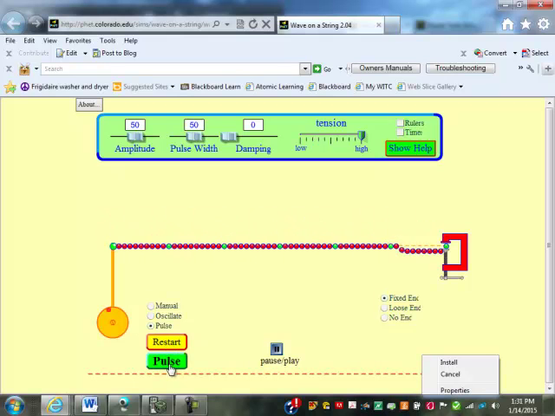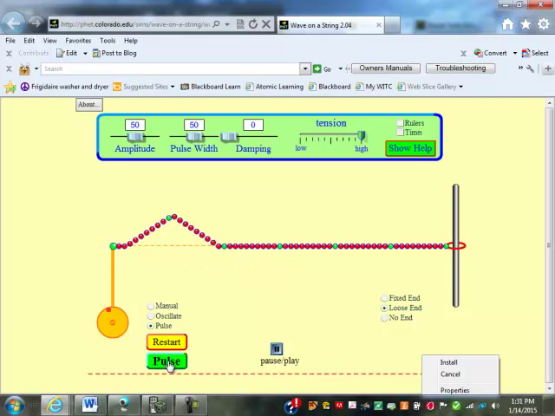Let's pulse. Okay, I'm going to do this loose end. Now you notice here when there was a fixed end, when I sent a pulse, it hit the fixed end and bounced back upside down, right? With a loose end, when I send a pulse, it bounces back right side up. Now this is still a fixed end, so it bounces back upside down there.